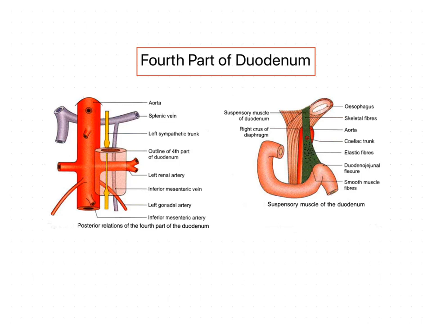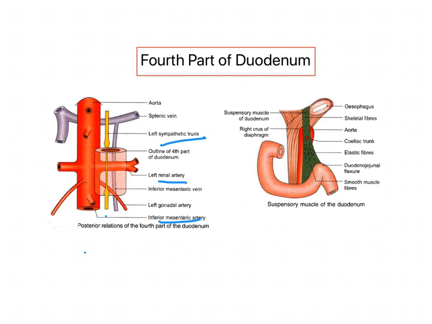Anteriorly, the fourth part is related with the transverse mesocolon and transverse colon. Posteriorly, it is related with the psoas major, which is separated by the left sympathetic trunk, left renal vessels, left testicular vessels, and the inferior mesenteric artery. So here the inferior mesenteric artery is also related.